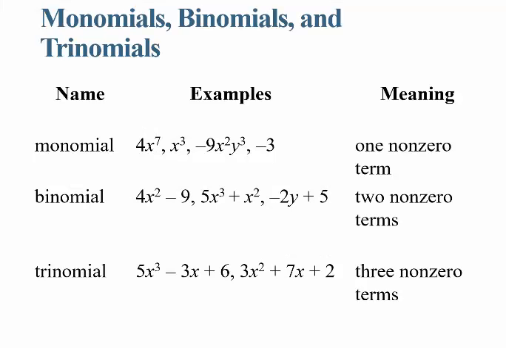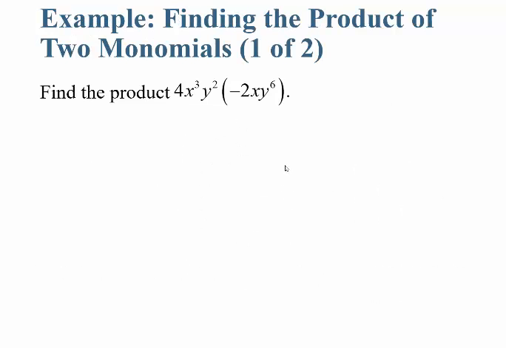Okay, so just to recall, I want to talk about what monomials, binomials, and trinomials mean. First off, remember monomial means there's one non-zero term, so just something by itself. A binomial means there's two terms, and a trinomial obviously means three. There's one, two, three terms in the expression. Okay, monomial one, binomial two, trinomial three terms.